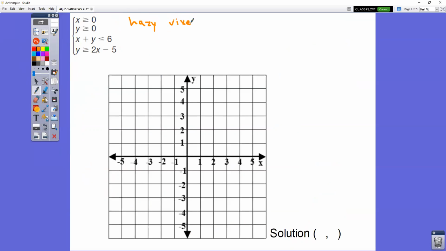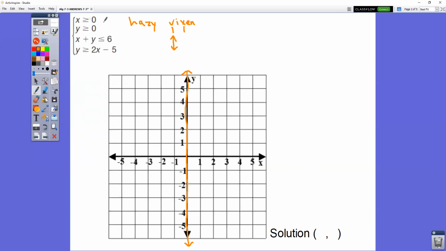So when we take a look at x is greater than or equal to 0, remember x goes with the vertical. So this is going to be a vertical line at x is greater than or equal to 0. It's actually right along the y axis, because that's where x is equal to 0. It is a solid line because you see the picture of the solid line.